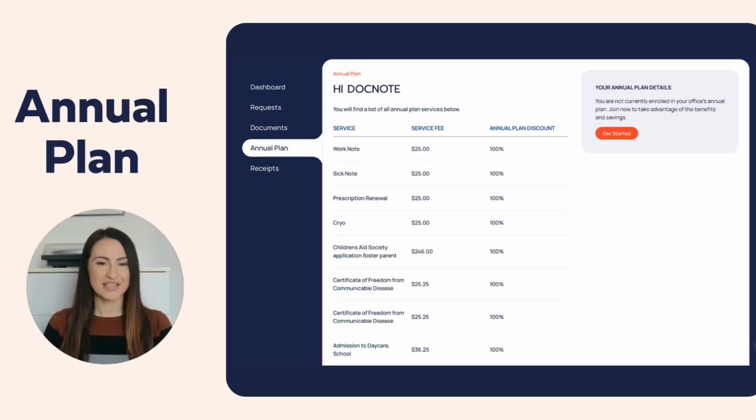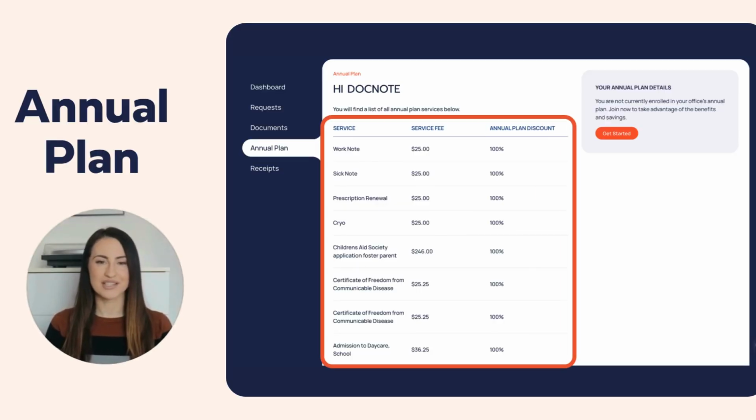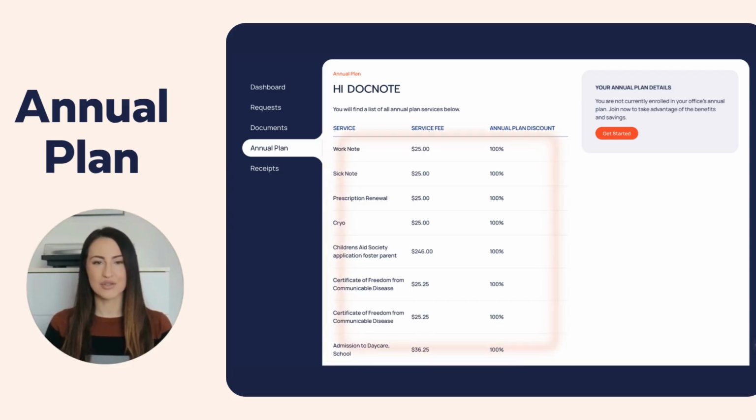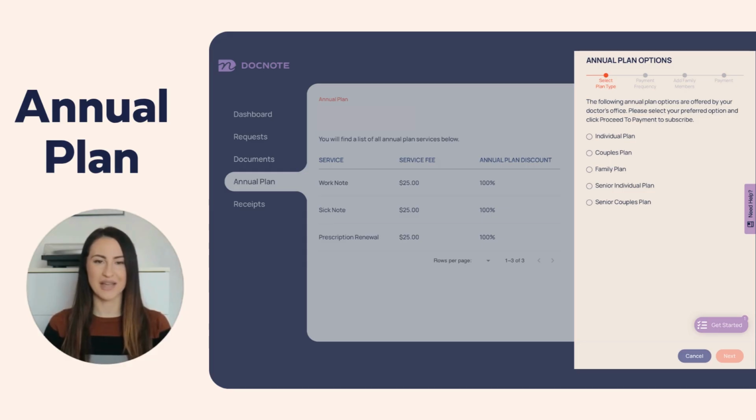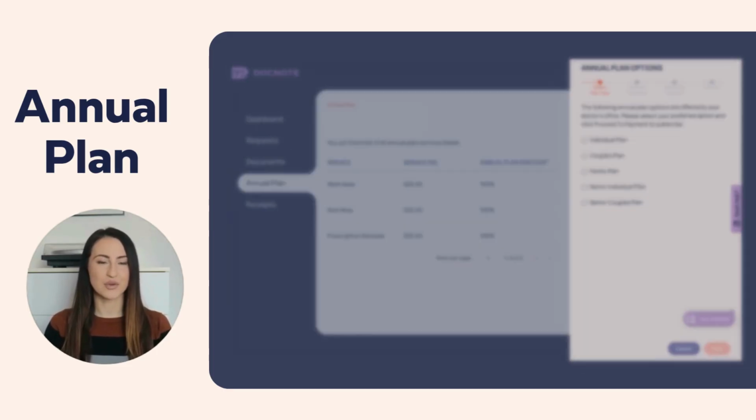In the Annual Plan tab, you'll find a list of all services included in your plan, along with their fees and applicable discounts. To enroll, click Get Started. Begin by selecting your plan type. Options include individual, couples, family, senior individual, and senior couples. Please note that the couples plan is limited to 2 individuals.